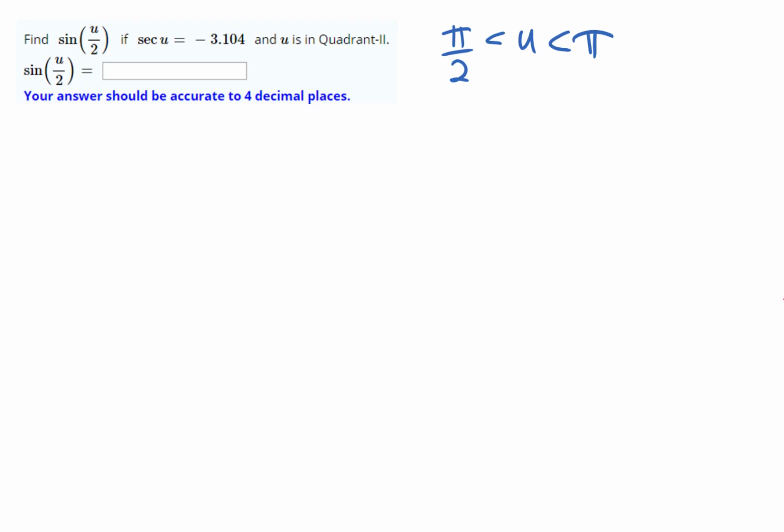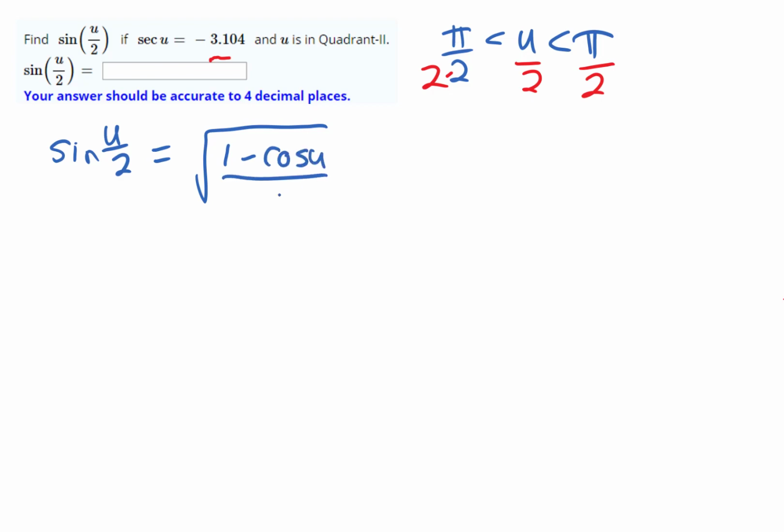If we did half of u, so if we divided this by 2, I would need to divide both ends of the inequality by 2 as well. U over 2 is going to be between pi fourths and pi halves, and that is in quadrant 1 where it's positive. So when I go to write my formula for the sine of the half angle, u divided in half, that's normally plus or minus, but we know it's the plus because it's got to be in quadrant 1 if it's between pi fourths and pi halves. And then the formula is 1, the sign is minus, so minus cosine u, over 2.